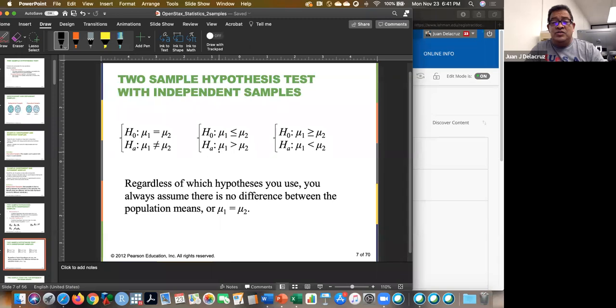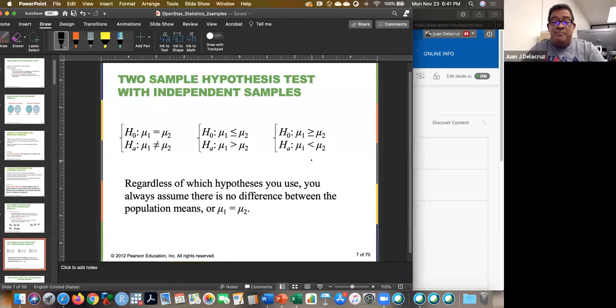We know that. Then we have the greater than. The counter argument is going to be less than or equal to. So with the two population parameters, mu1 is going to be greater than mu2, so we have a right tail test. And when mu1 is less than mu2, the counter argument is greater than or equal to. So in this case, we have a left tail test.